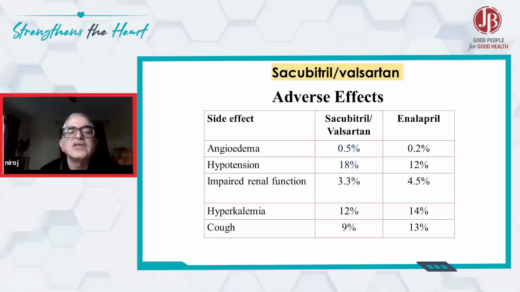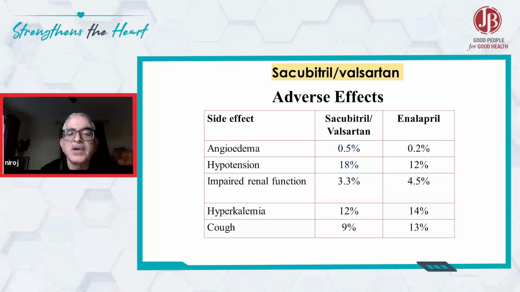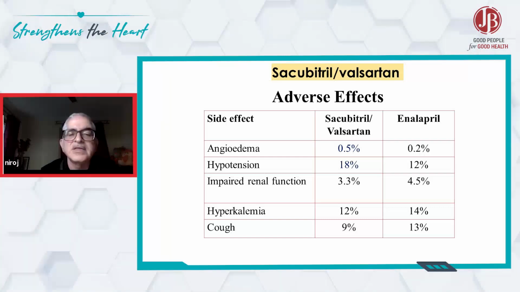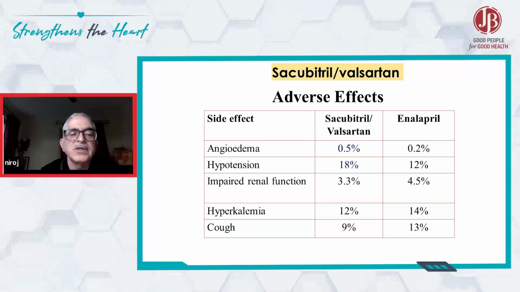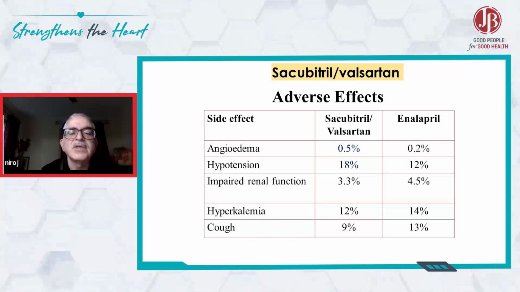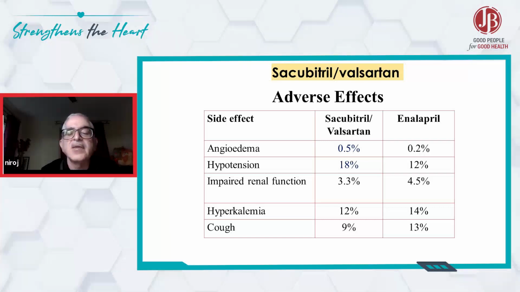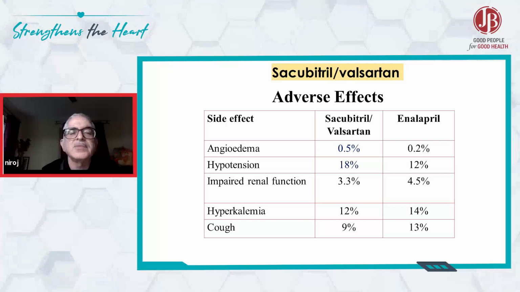And of course, hypotension is more common vis-a-vis enalapril. You can see it is around 18% overall, or 12% with enalapril. Impaired renal function is seen with this class of agents, but is still low, 3.3%. Hyperkalemia is 12%, a bit less than with enalapril. And cough is there, but it is less than enalapril. Around 9% will have some cough.